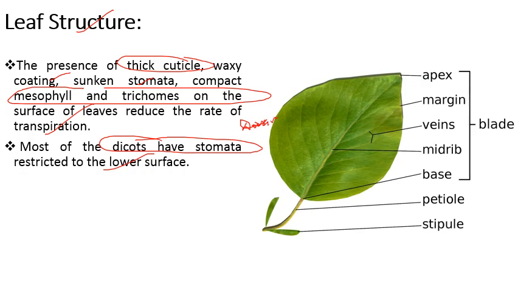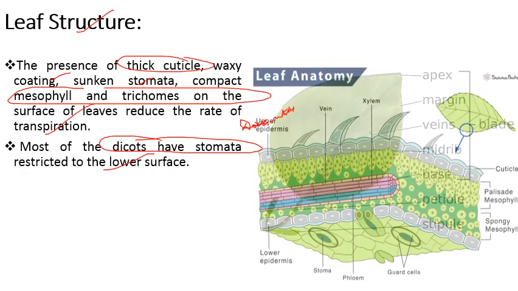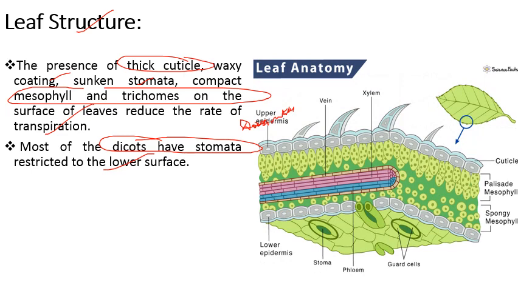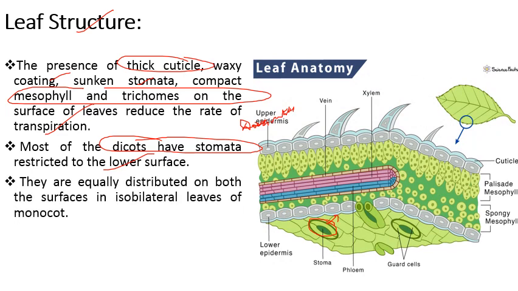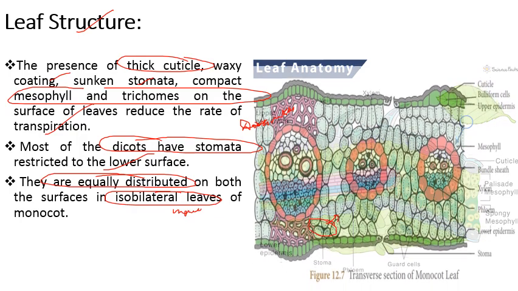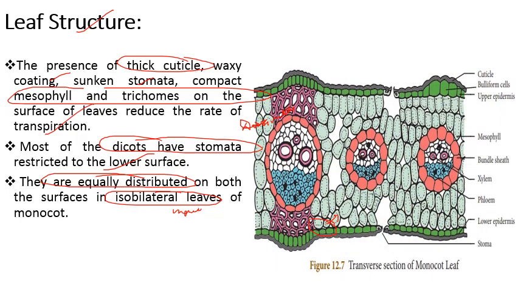Dorsiventral leaf, because there is clear distinction between dorsal and ventral surface. So the stomata are restricted to lower leaf surfaces only. जो stomata, they are equally distributed on both surfaces in isobilateral leaf. Isobilateral leaves means leaves of monocot. और monocot के leaf में जो mesophyll है that is not differentiated into palisade and spongy parenchyma. So there is no differentiation.